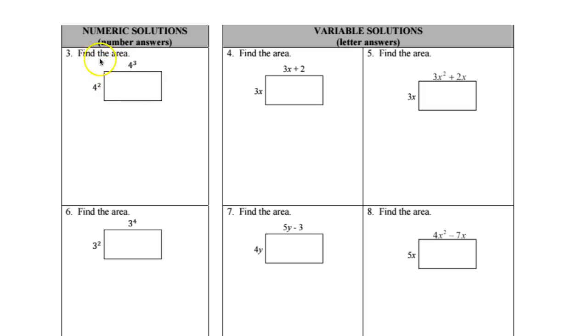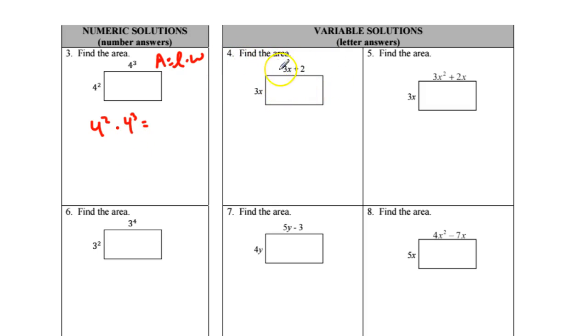These ones, you just multiply. It says find the area. And this is a rectangle. So you know that the area of a rectangle equals the length times the width. So 4 squared is the length, 4 cubed is the width. What does that equal? You could leave it with an exponent, or you could solve it all the way out. Either one's good.